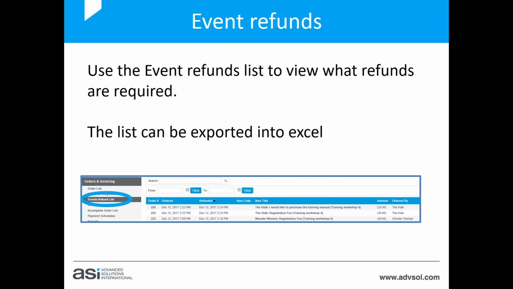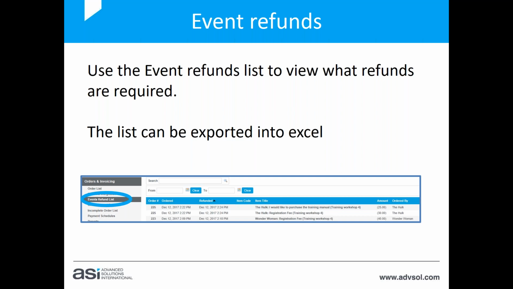This is a question that comes up all the time. How do I manage event refunds? Now, the event refunds, there is a list in the commerce module in the order list, you can export that list into an Excel spreadsheet as well. The list is derived from refunds that are processed from the events module, okay? Whether they're processed back onto a credit card directly or they're manual refunds.